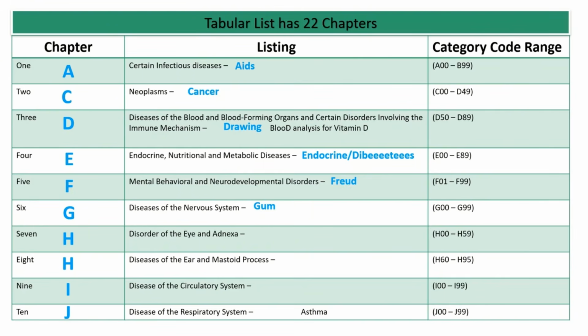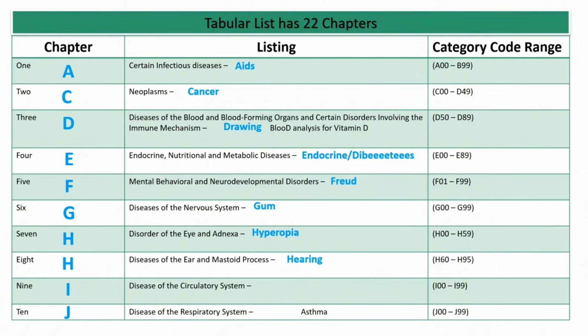All right, chapter 7. Disorders of the eye and adnexa begins with H00 through H59. H is for hyperopia. If you didn't know, that's farsightedness. Chapter 8, diseases of the ear and mastoid process, H60 through H95. Diseases of the ear and mastoid process, think of hearing.